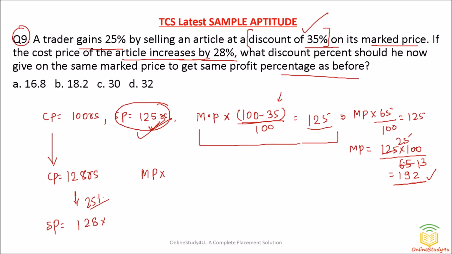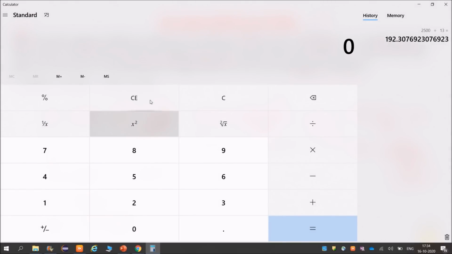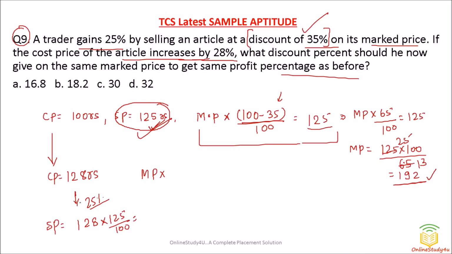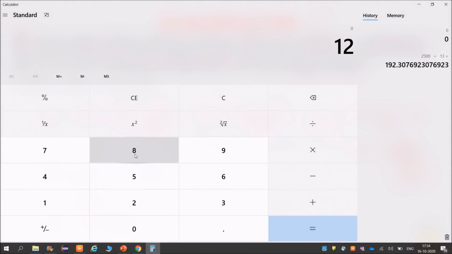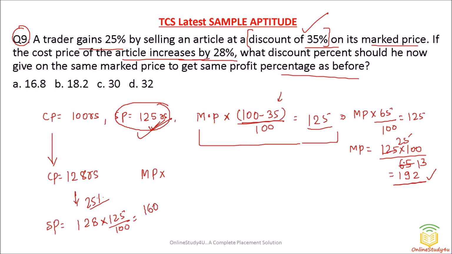So the 25% profit means the selling price should be equal to what? 128 into 25% profit. I can directly write 100 plus 25. If anything is incrementing, you can add it to 100 and divide by 100. Now again you can solve this using the calculator. There is no need to worry at all because they are giving the opportunity to use it. So 128 into 125, divided by 100, will become 160 rupees. Now the selling price will be 160 rupees.